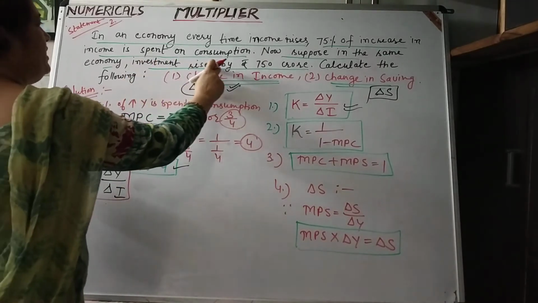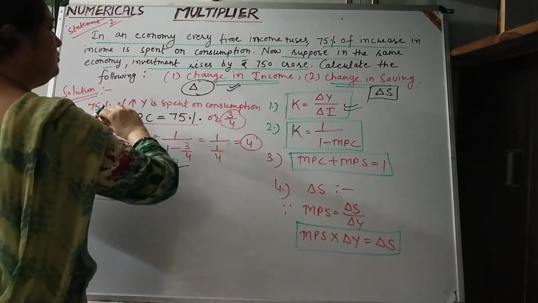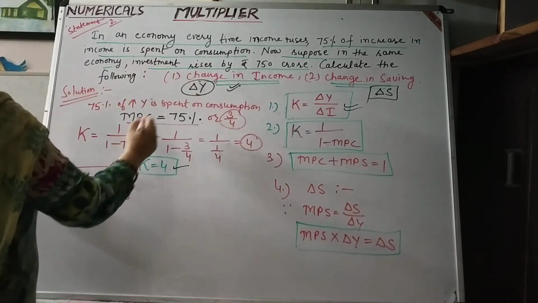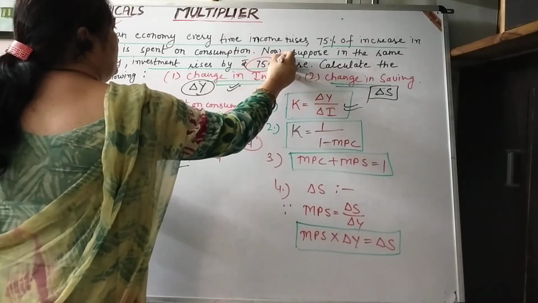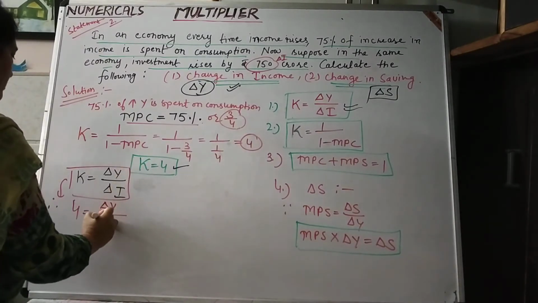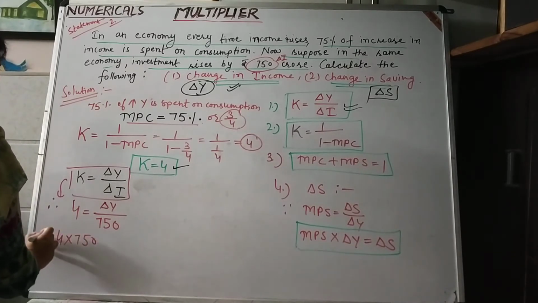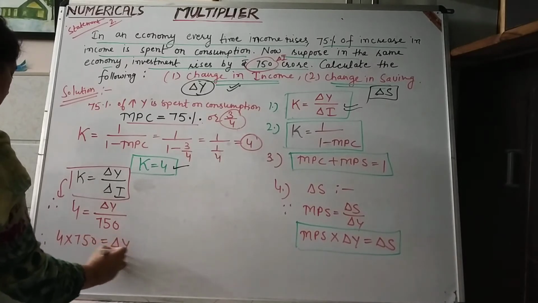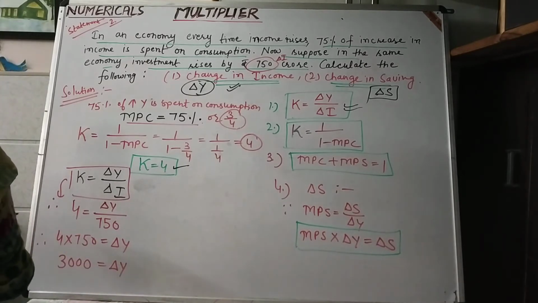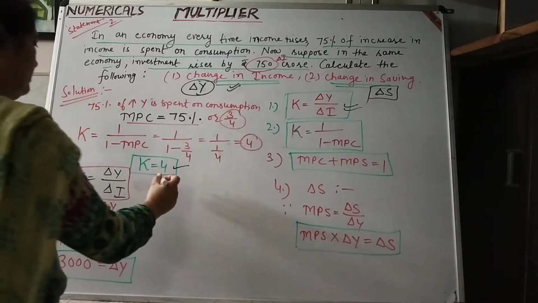delta I. Investment rises by 750, and we have to calculate delta Y, because change in investment is given. This is related to delta I, which is 750. So 4 multiplied by 750 is equal to delta Y, or 3000 is equal to delta Y. So the value of delta Y is 3000, we have derived.